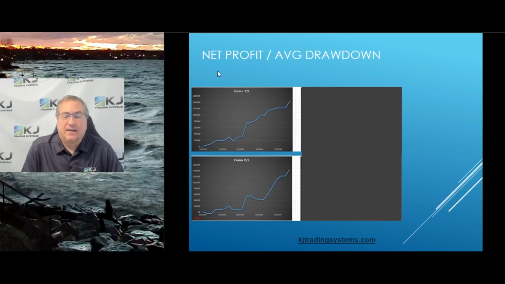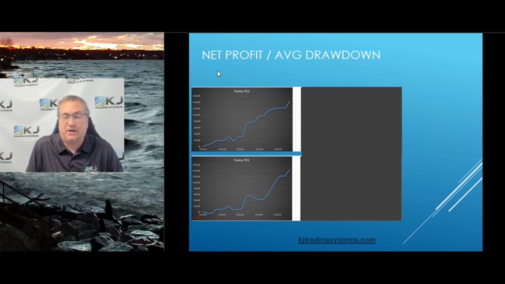Today's metric is one you don't normally see in performance reports on most major trading platforms. It's net profit divided by your average drawdown. And you might say, well, wait a minute. I see net profit in my report. I see max drawdown in my report. So isn't that the same thing? No. Max drawdown is something completely different than the average drawdown.